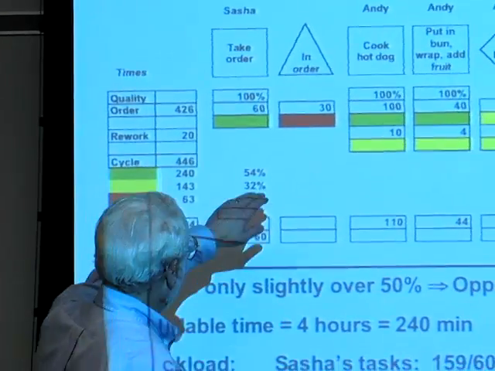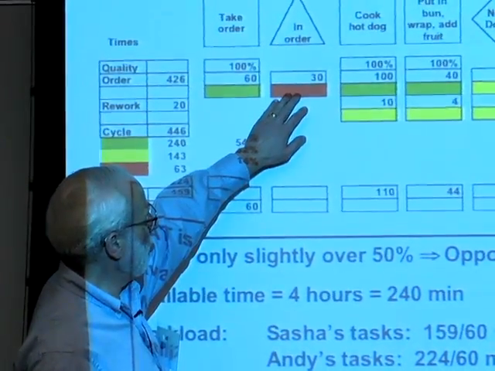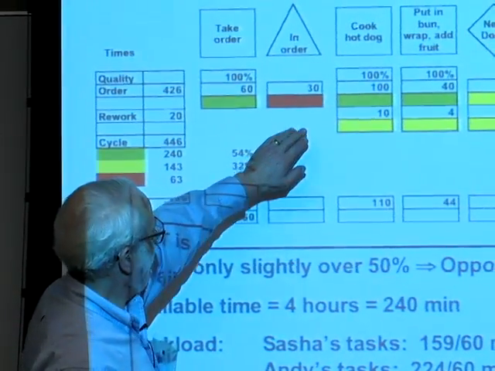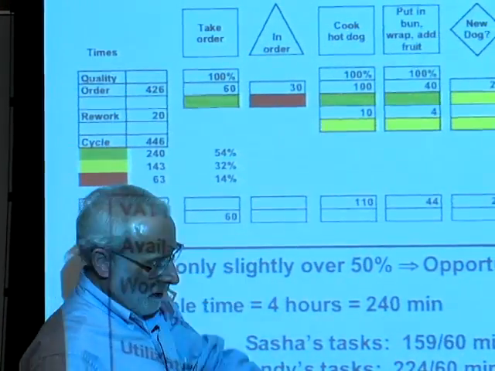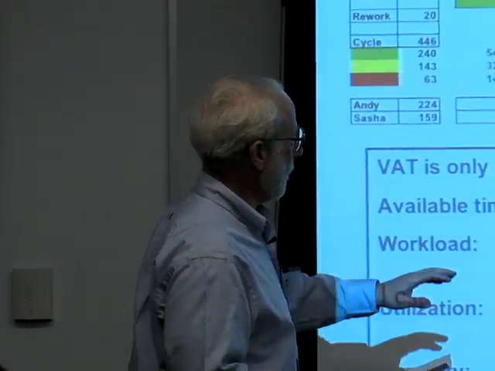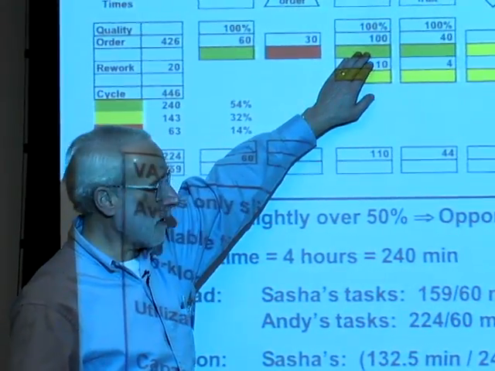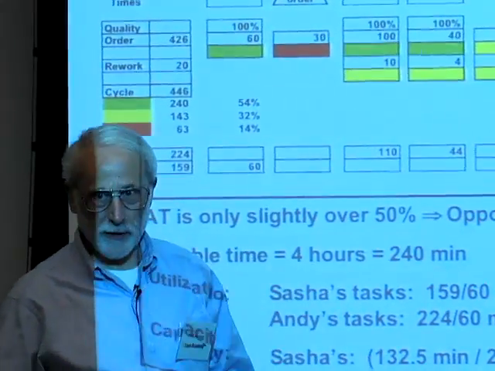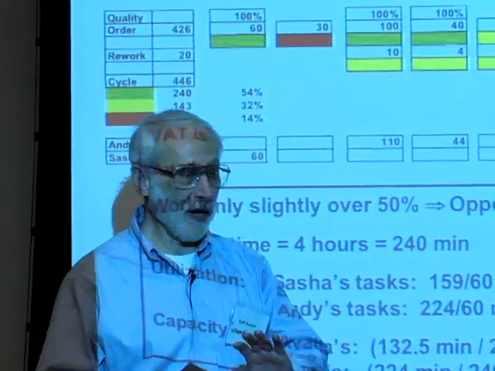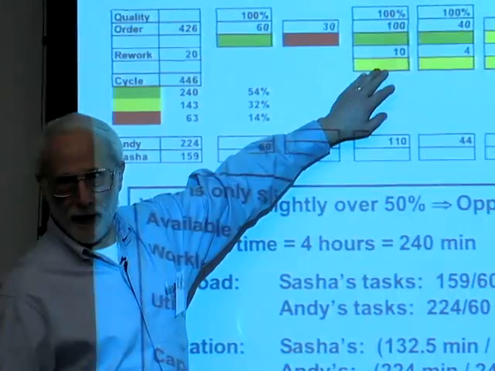Okay. We got 30 seconds that's just sitting there with nothing being done in the order in box for Andy. Then Andy takes 100 seconds to cook 2 hot dogs. Okay, so under our current process, we'd say that's value added time. We're delivering that to the customer. Could he do it faster than 100 seconds? Maybe, but given the current process. But certainly the rework is non-value added.